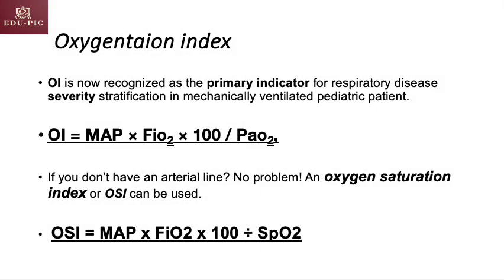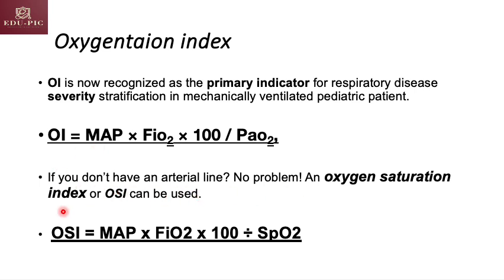So how to calculate the oxygenation index? Oxygenation index is recognized as the primary indicator for respiratory disease severity stratification in mechanically ventilated pediatric patients. The oxygenation index equals MAP, or mean airway pressure, which you can get from the ventilator, times FiO2, which you can get from the ventilator as well, times 100, divided by the PaO2, which you can get from the blood gas. If you don't have an arterial line, no problem.